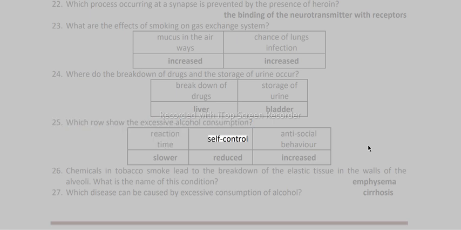25. Which row shows the effects of excessive alcohol consumption? Reaction time slower, self-control reduced, antisocial behavior increased. 26. Chemicals in tobacco smoke lead to the breakdown of the elastic tissue in the walls of the alveoli. What is the name of this condition? Emphysema. 27. Which disease can be caused by excessive consumption of alcohol? Cirrhosis.